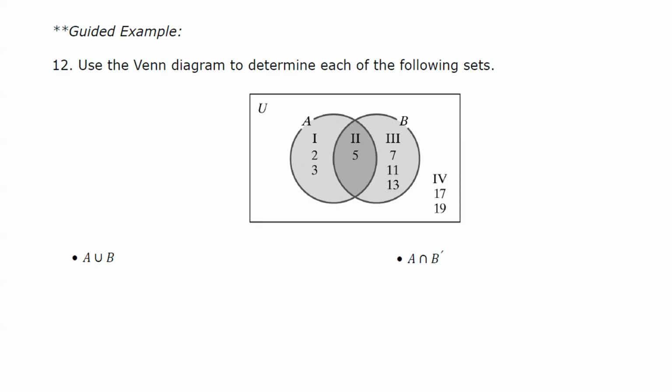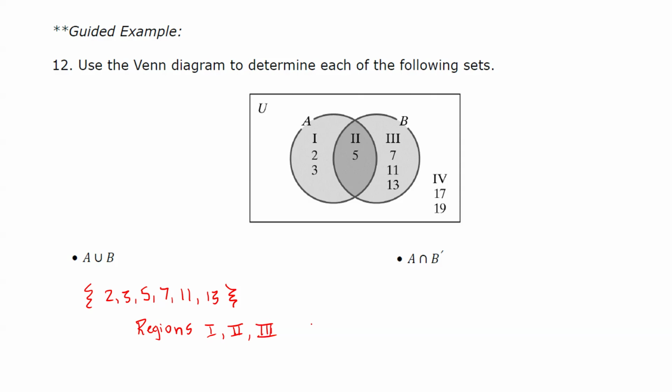A union B. All the elements in A with all of the elements in B. Those would be the numbers 2, 3, 5, 7, 11, and 13, which would be regions 1, 2, and 3.